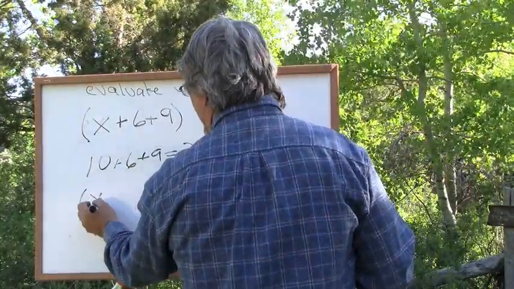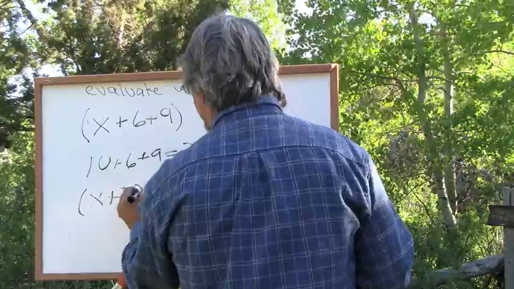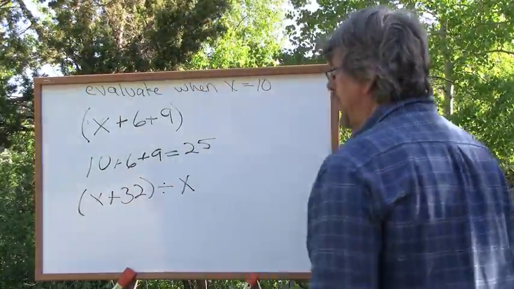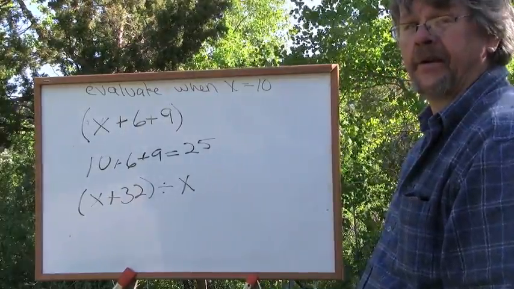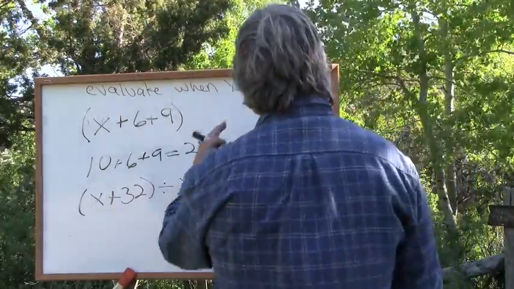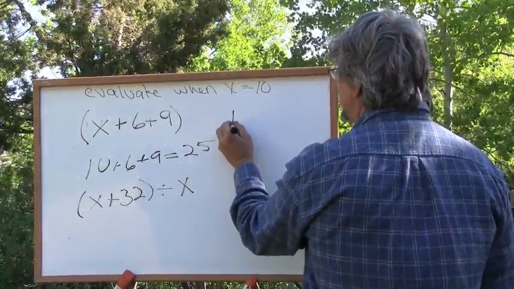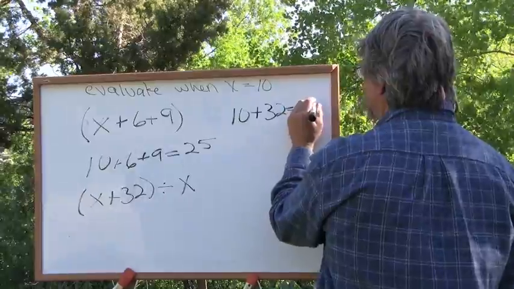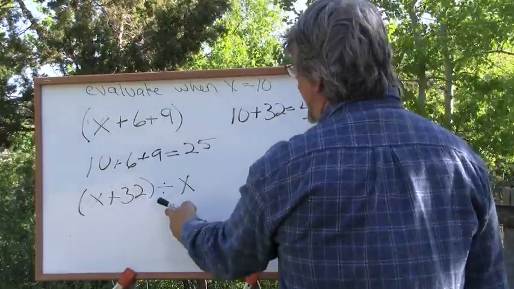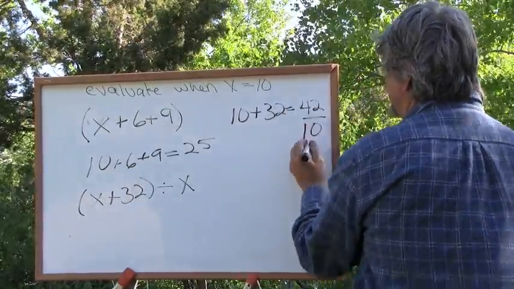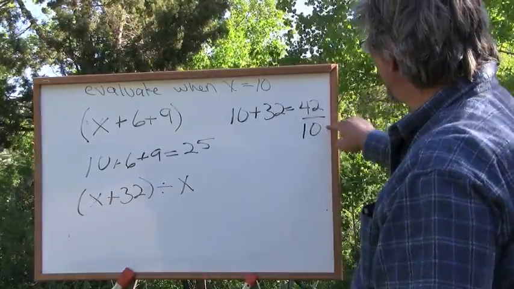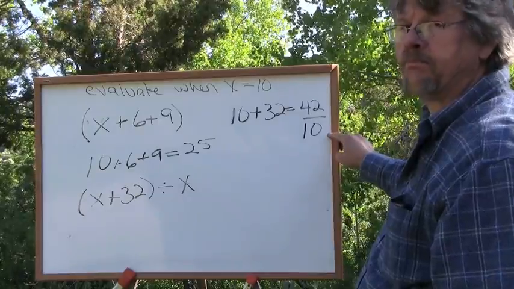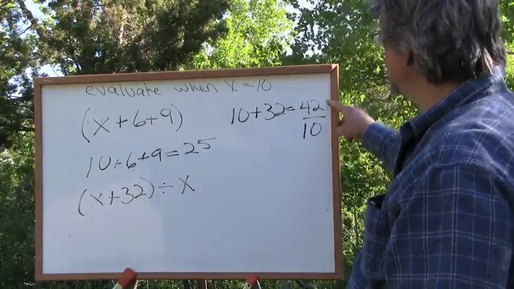What if we're told x plus 32 as a part of the expression, and then that's divided in itself by x? So x plus 32, I'm going to bring it up here, 10 plus 32 is simply 42, and 42 is divided by x, which is 10. So again, we see our improper fraction. The numerator is greater than the denominator, so we divide the denominator into the numerator.